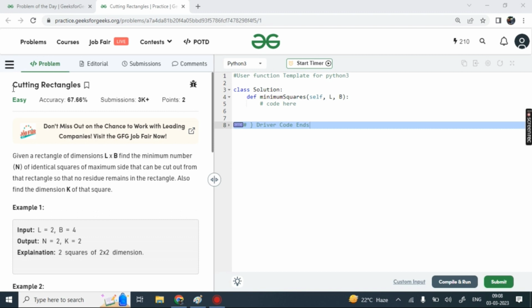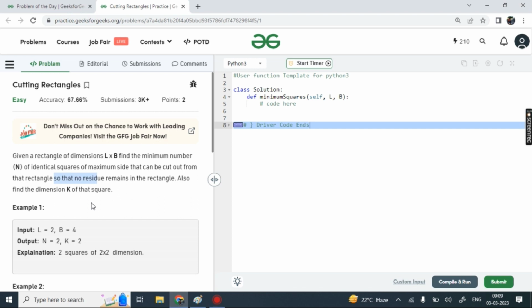Let's start today's problem on GeeksforGeeks. It's Cutting Rectangles. So what exactly is given in the question? Given a rectangle of dimension L and B, find the minimum number n of identical squares of the maximum side that can be cut out from the rectangle so that no remaining side is left in the rectangle. Also find the dimension of the square.